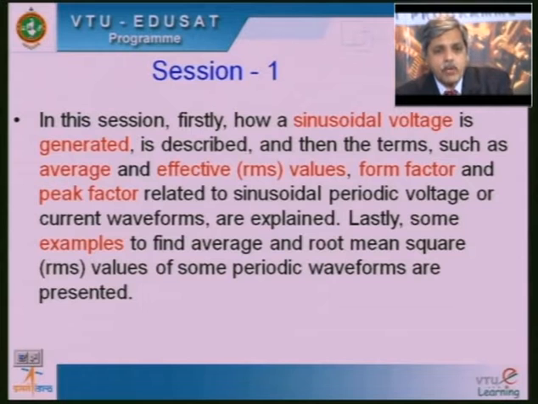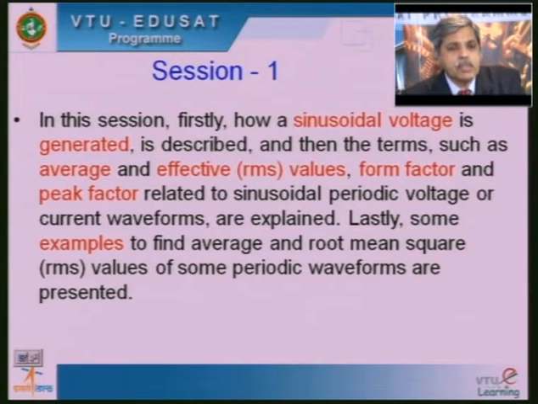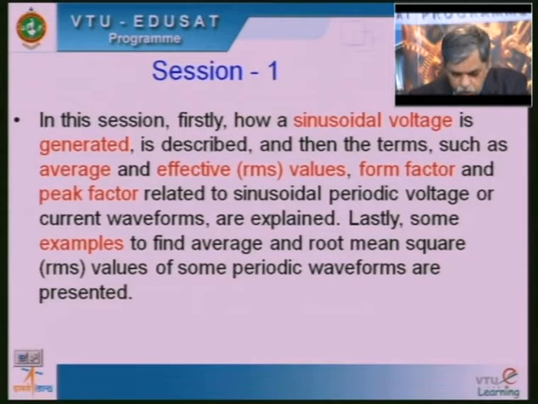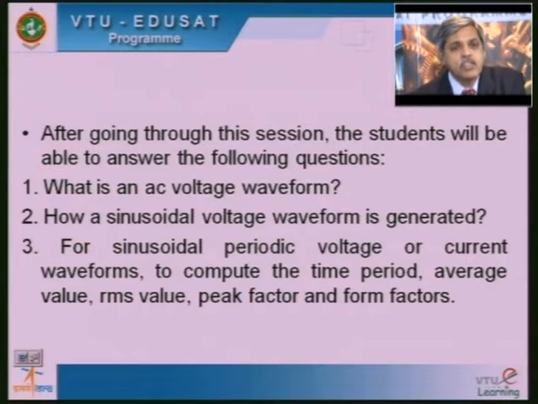After doing this, we will do some examples to find the average and root mean square values of some periodic waveforms. Here also I will be doing only sinusoidal waveforms. The other waveforms are also there, but in our syllabus we have only the sinusoidal voltage waveforms, so we will do particularly sinusoidal voltages.